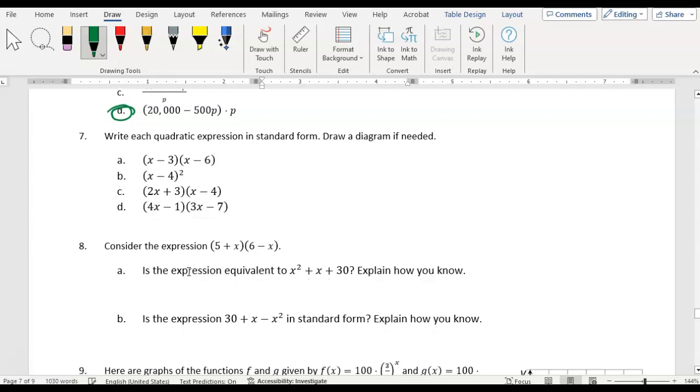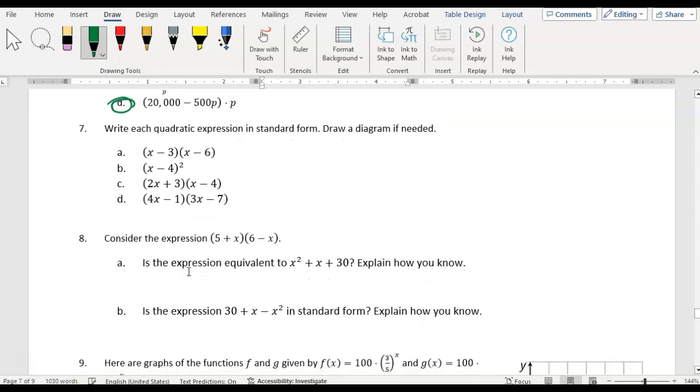Write each quadratic expression in standard form. Draw a diagram if needed. So here we're just doing your FOIL method or your box. You can use whichever one you want. You can do a separate piece of paper if you need to. We're going to get x squared minus 6x minus 3x plus 18.